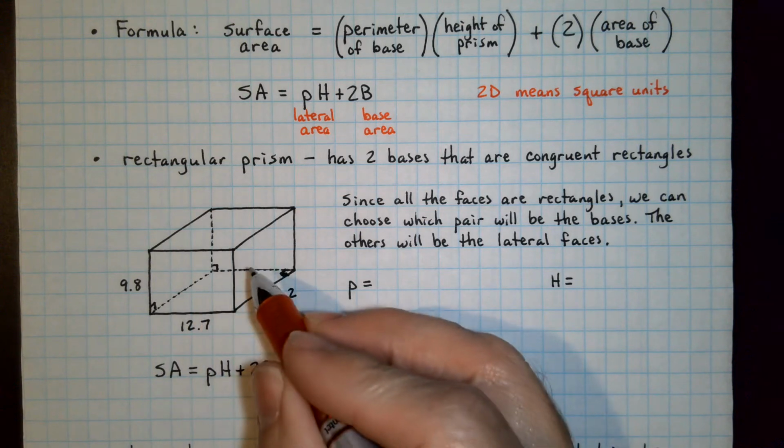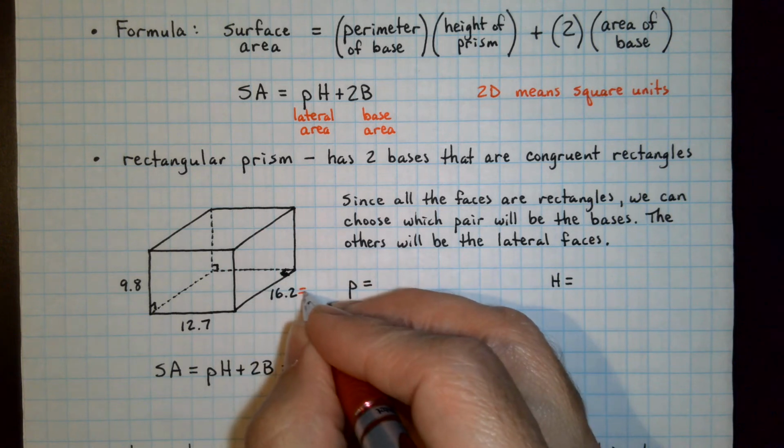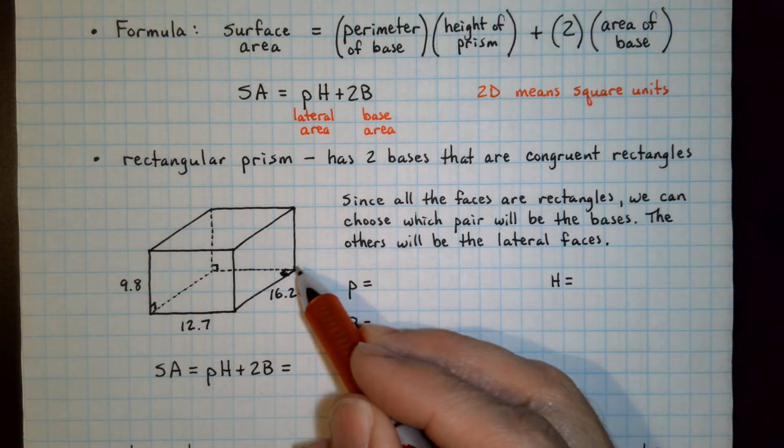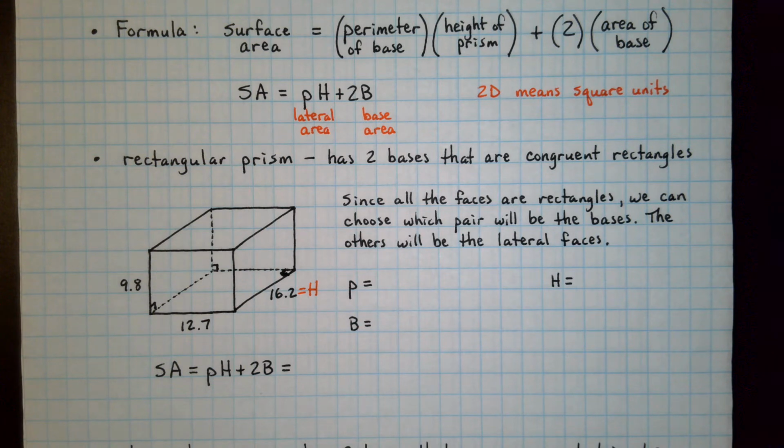If the front and the back are the bases here, then that means the distance between them is 16.2, and that's going to be the height of the prism. Even though it looks like it's not going up and down, it's still called the height in this formula.